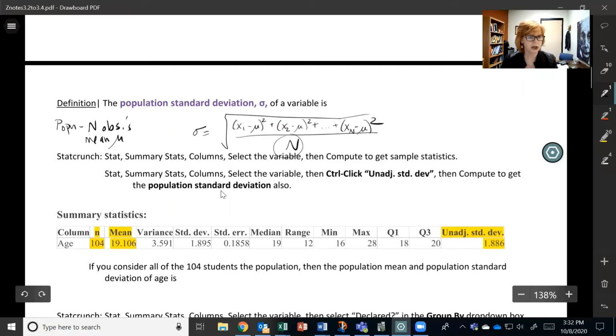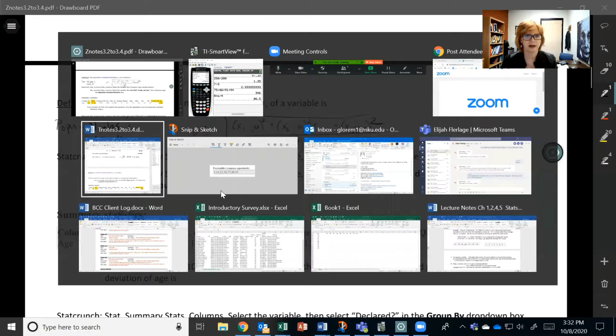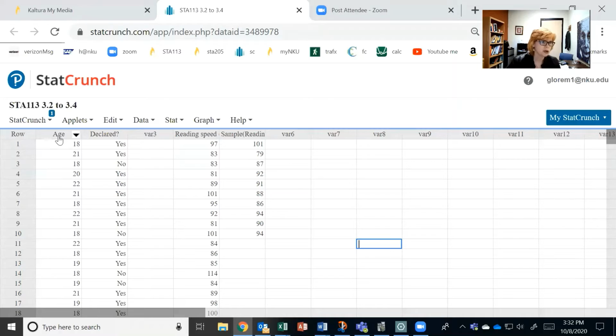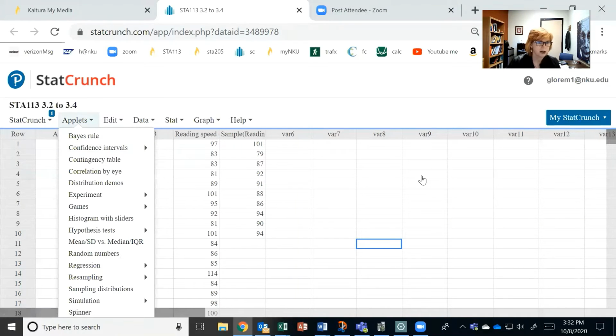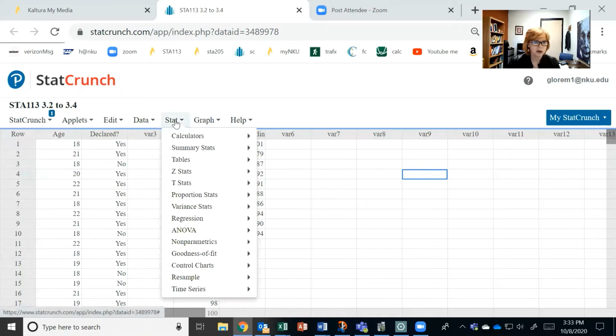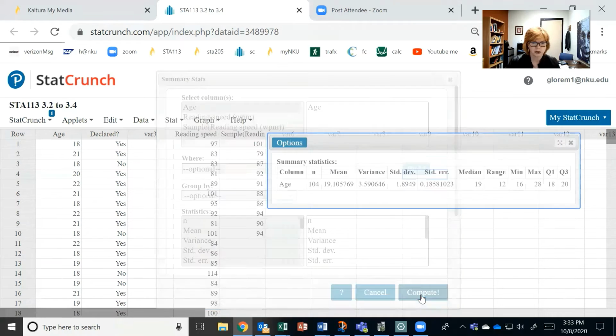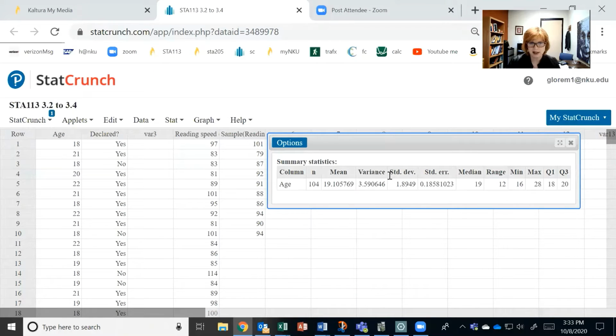If I wanted to, I have a data set, and I showed you at the very top is a link to where you can look at those. All right, so this first column, this is the age of everybody in the class. And so if I wanted to get the standard deviation of everybody, and I wanted to consider that a population, for instance, then what I would do is I would do summary stats columns, and I'm going to pick age. All right, and if I do that, it has a standard deviation here.